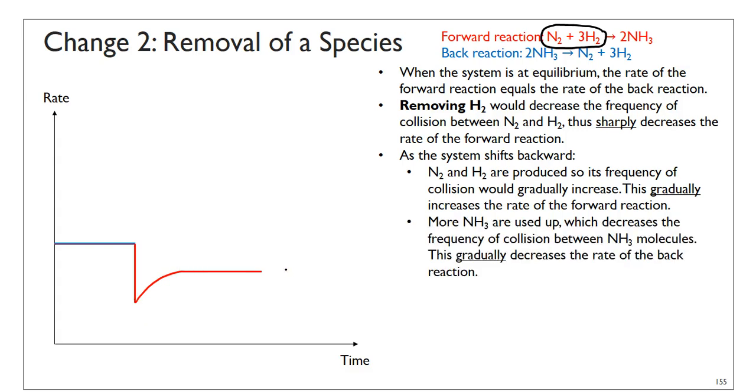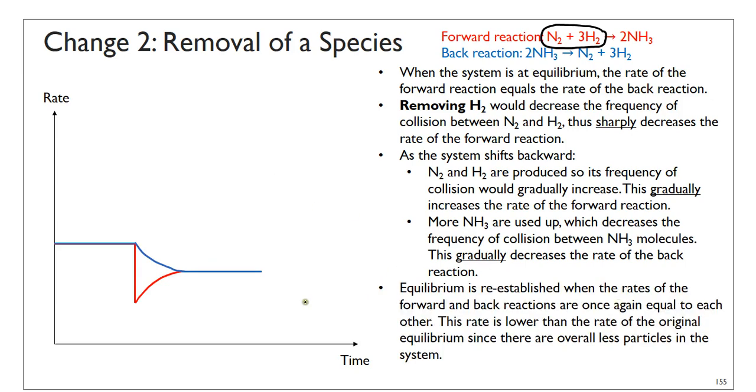At the same time, because the response is to have back reaction, you are using up ammonia, which means that you decrease the frequency of collision between ammonia molecules, which would gradually decrease the rate of the back reaction. And then eventually, as equilibrium is re-established, the rate of the forward and back reactions are once again equal to each other, but this rate will be lower than that of the original equilibrium because overall you have removed some particles from the system, so you should overall have a lower frequency of collision. So that's change number two.